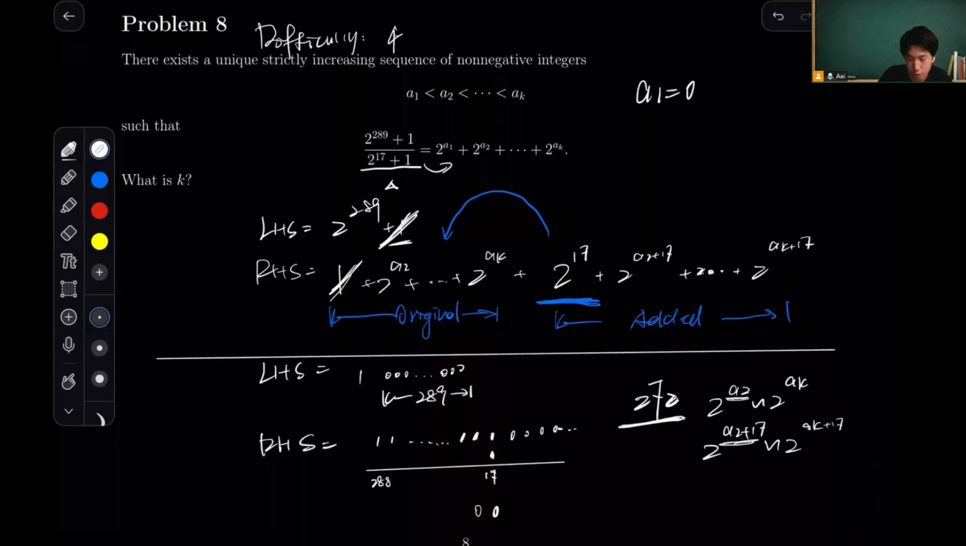So if we want to contribute 272 ones in total, that means we must have 136 terms starting from A2 to AK. And since the first term is 0, that means K then must be 137, and we are done.